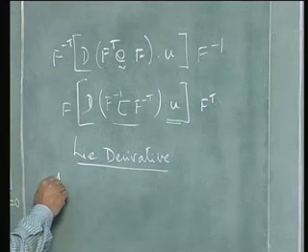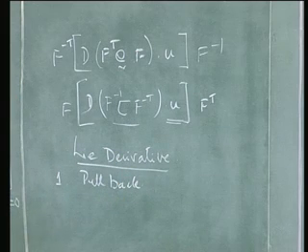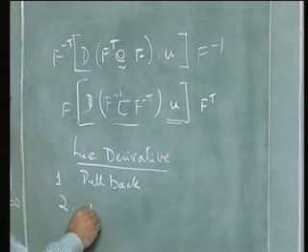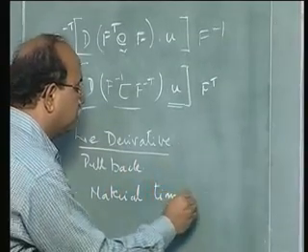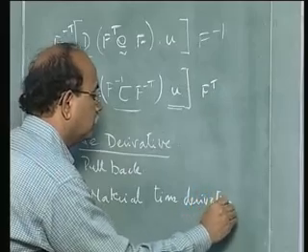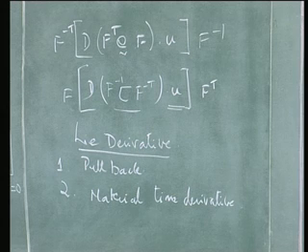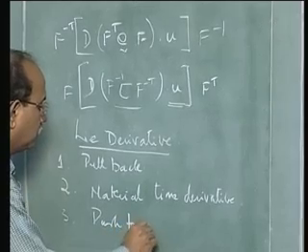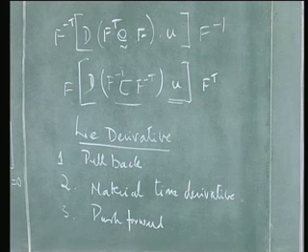First, you do a pullback operation. Pullback operation of the quantity of interest to you, whatever be the quantity. The next step is to calculate the material time derivative of that pulled back quantity, followed by the push forward operation.